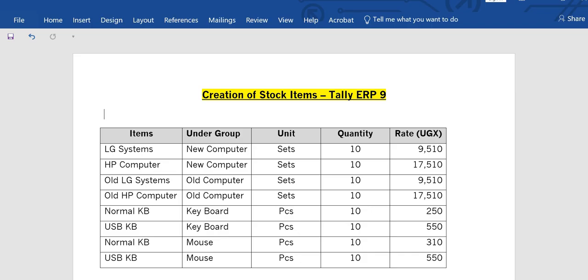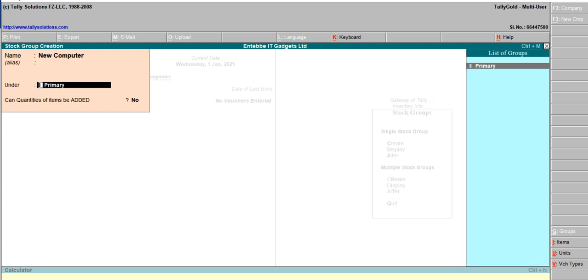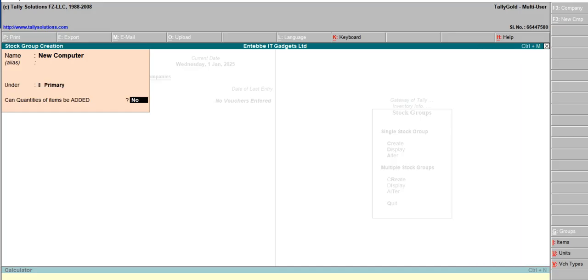We are going to use new computer as one of the groups. Under it, can quantities of items be added? We need to say yes because we have quantity. Accept.